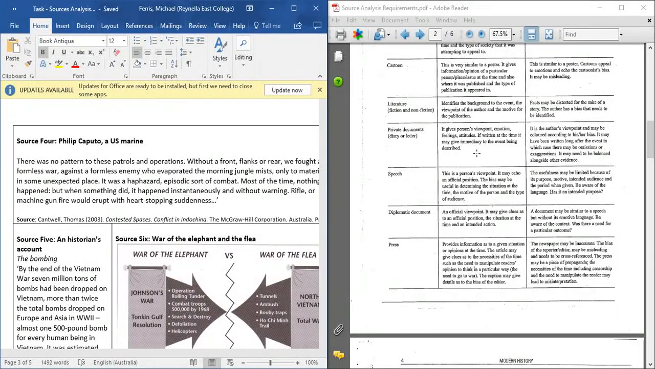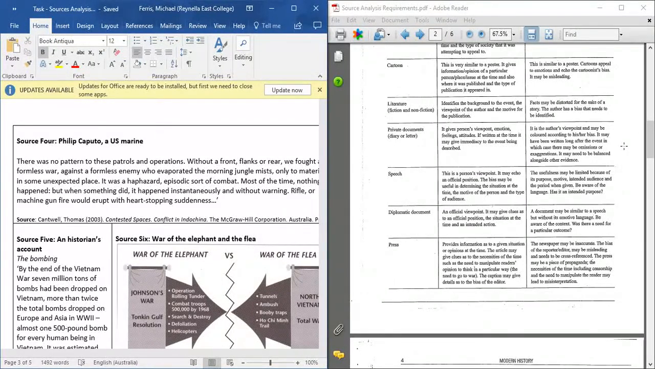But if we have a look at the limitations here on the right-hand side, it is the author's viewpoint and may be coloured according to his or her bias. So we've only got one person talking about the event, and they may see things through what some people might call rose-coloured glasses. They see things perhaps differently to the way other people might have. If this happened to be written long after the event, there may be things that this Marine has forgotten or things that this Marine has deliberately left out.